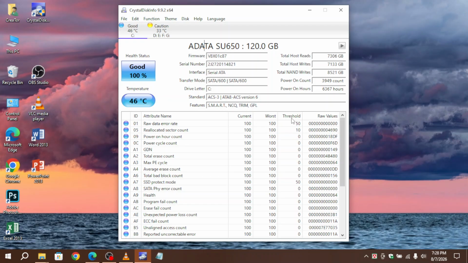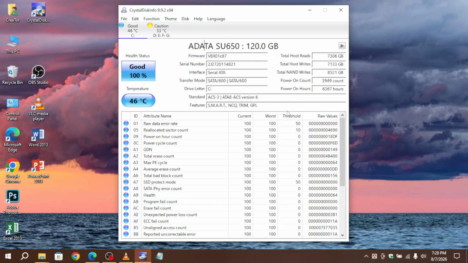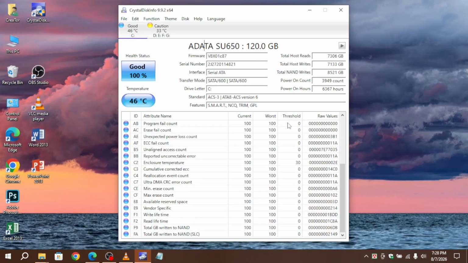These are the underlying health indicators reported by the drive. Depending on your SSD, you may see values related to critical warnings, available spare capacity, percentage used, data units read or written, and temperature. The exact attributes can vary by manufacturer and model.